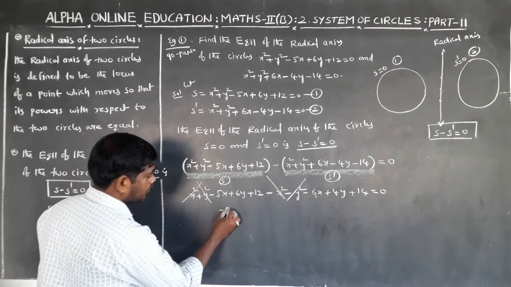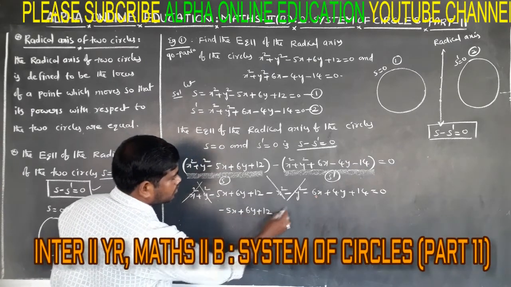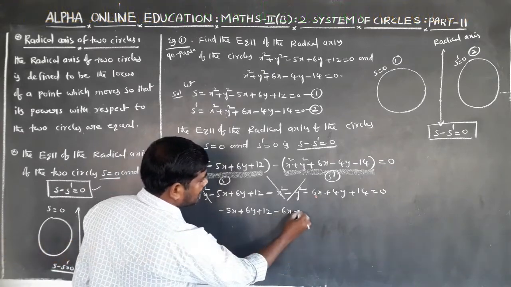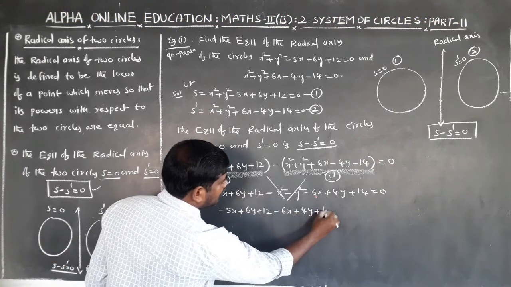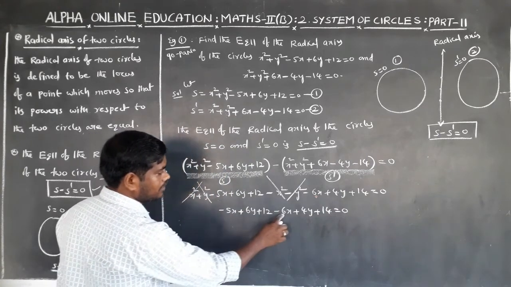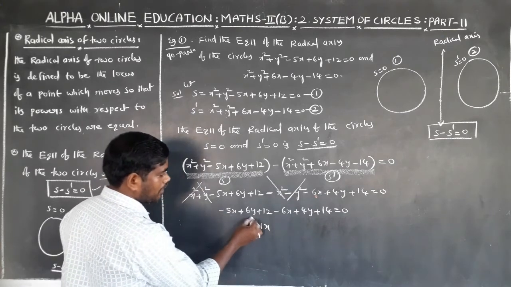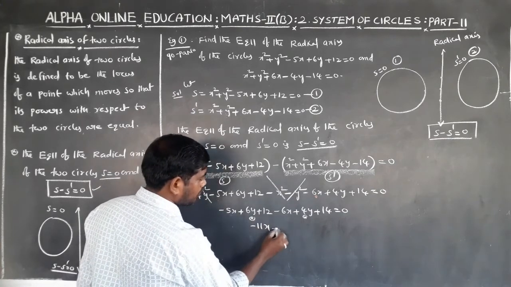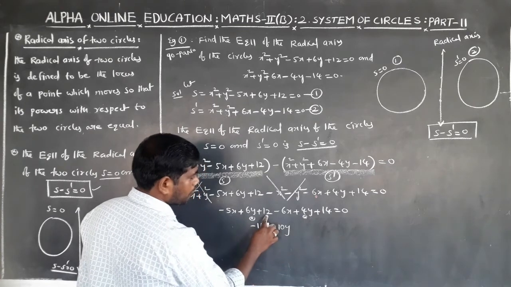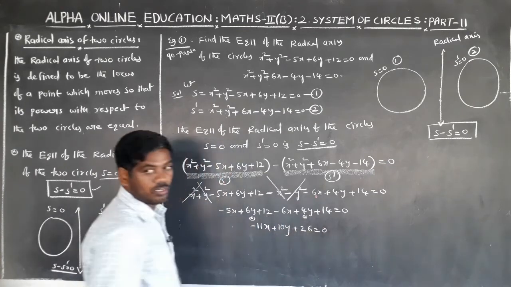Remaining value: minus 5x plus 6y plus 12 minus 6x plus 4y plus 14 is equal to 0. Minus 5x minus 6x is minus 11x, plus 6y plus 4y is 10y, plus 12 plus 14 is 26, equal to 0.